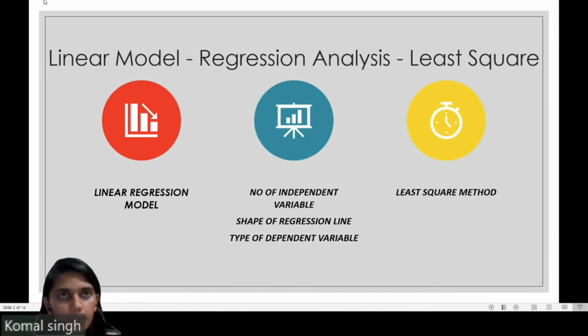First of all, linear model, regression analysis, least square. These 3 topics are interconnected with each other. First, the linear model, which is also known as the linear regression model. In regression analysis, we have to study the number of independent variables, the shape of the regression, and the type of dependent variable. These are all things we need to find out in the regression analysis. Then least square. The least square method is a method which we use to find the linear regression model.